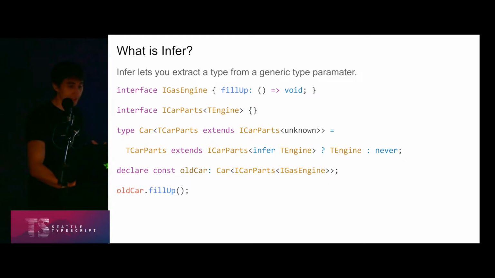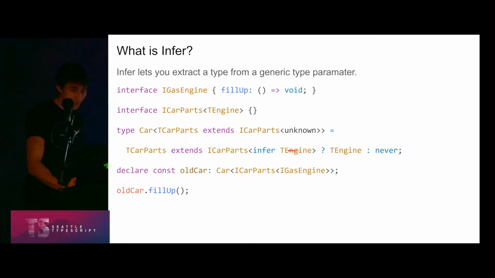So this type parameter, t car parts, extends this generic I car parts interface. And we say we don't know what's inside of it, but there's some sort of car part inside of it. And we could copy and paste that bit and say t car parts extends I car parts, and then we could use this infer keyword to get the actual type parameter out of our I car parts.